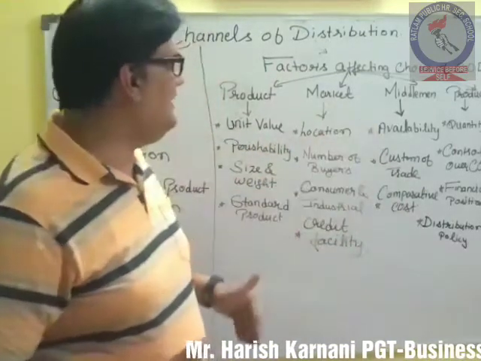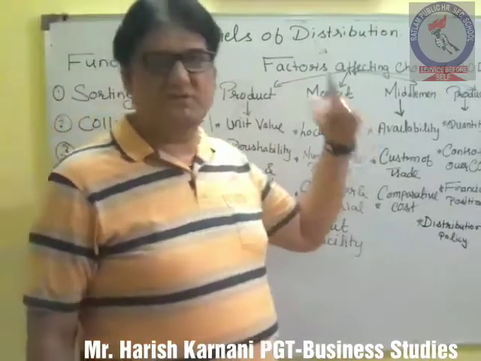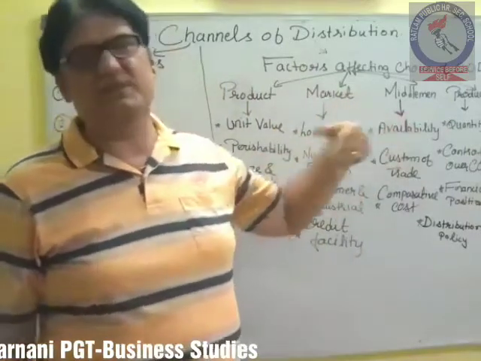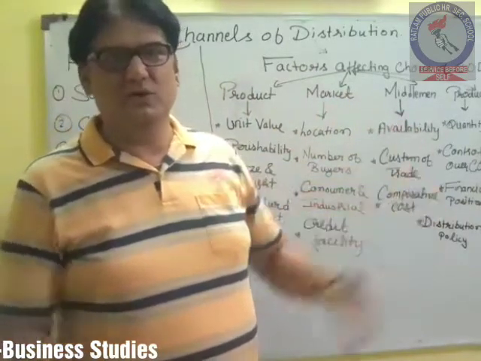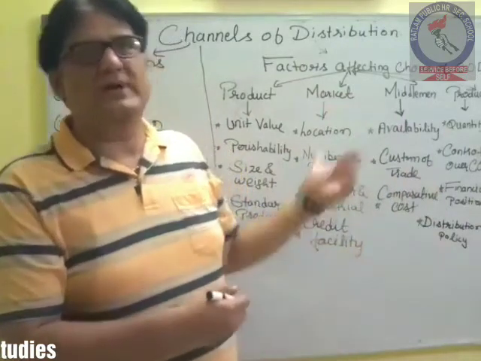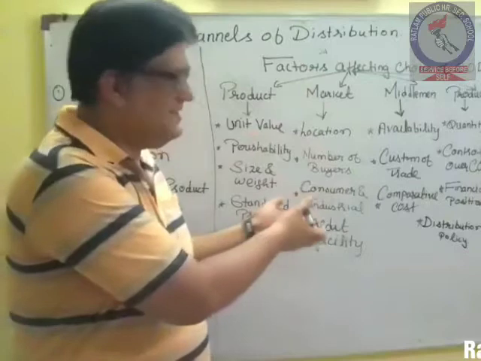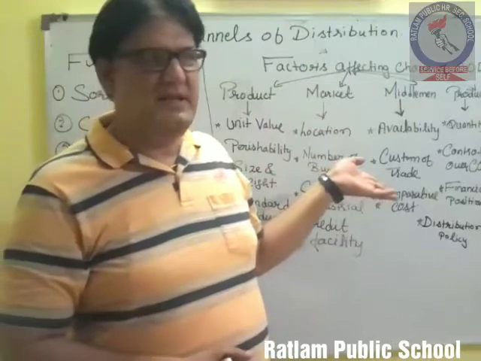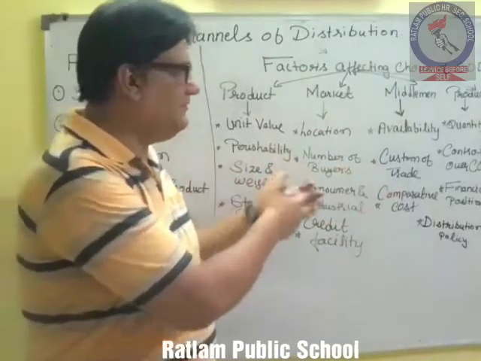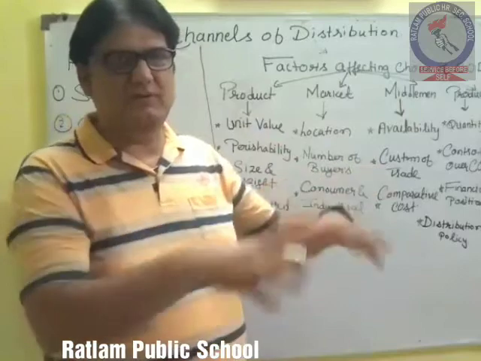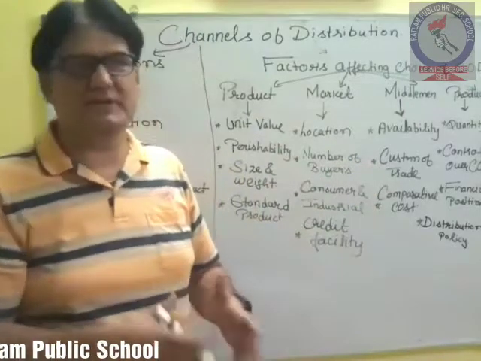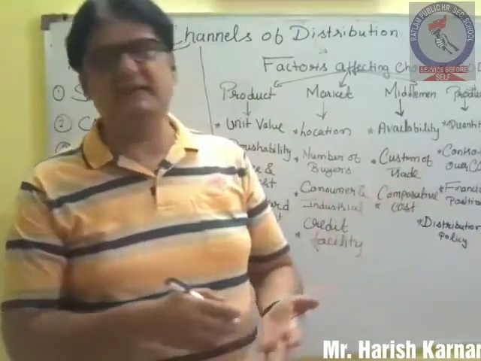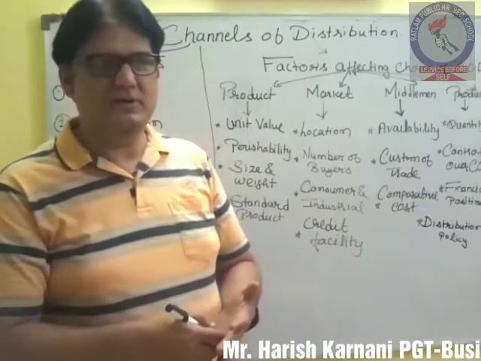So this is all about the various functions of the channel of distribution and the factors which affect the choice of the channel of distribution. So this is the second part of your placement, which I have discussed in this lecture. The first part we have already discussed, and this is the ending of that place mix. So we have almost covered 3 P's related to the elements of the marketing mix: product, price and place. Thank you and have a nice day.